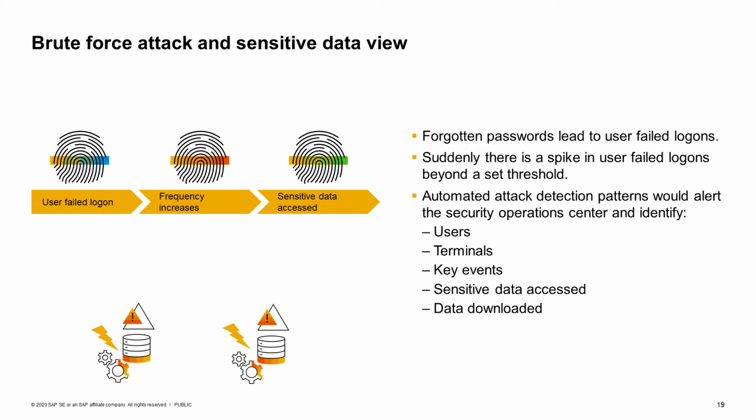You know that you might have an active attack going on, and this may not be visible at the network level, again, because it's happening at the application level. And so this would highlight the users, terminals, key events, any sensitive data accessed or downloaded. And you could look at this, which is what we're going to do in a minute, through enterprise threat detection, and then the alert would also be sent over to the SIEM tool, so you can look at what else is happening with that user under the covers from a network perspective.